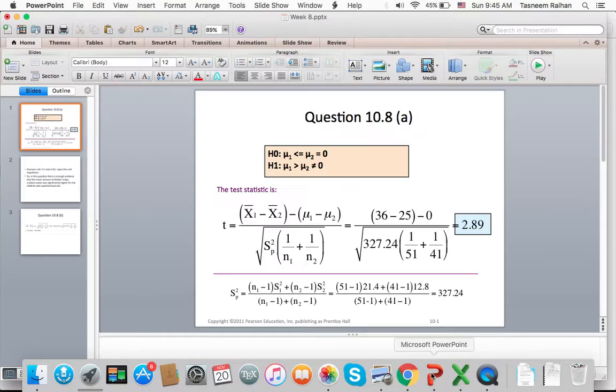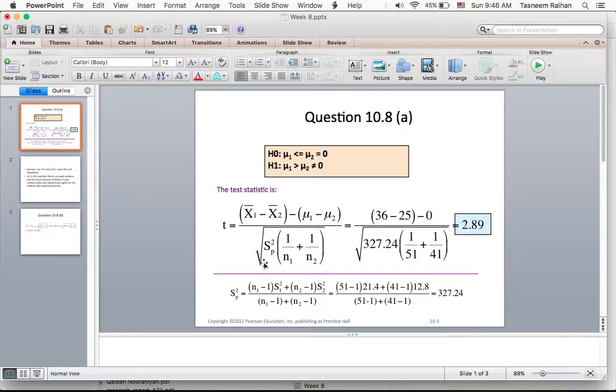But there is one more thing that I want to draw your attention to. Look at this alternative hypothesis. It says that mu1 is greater than mu2. So this is not a two-tailed test. A two-tailed test simply says that mu1 is not equal to mu2. This is rather a one-tailed test. So we need to keep that in mind when we are trying to find the critical value.